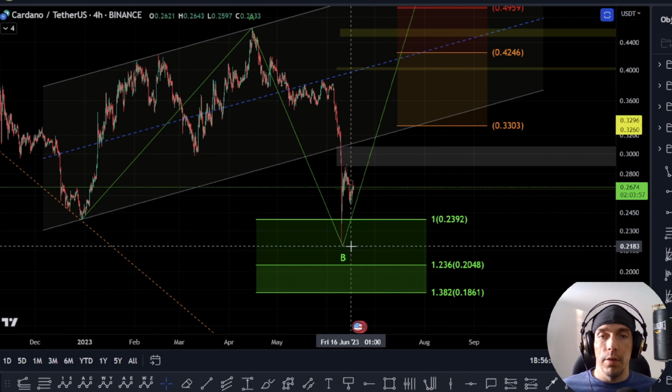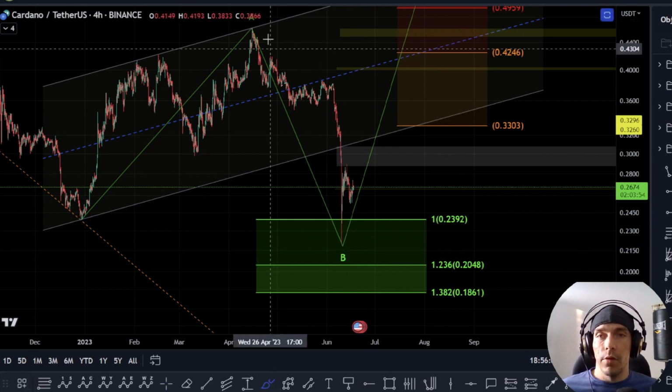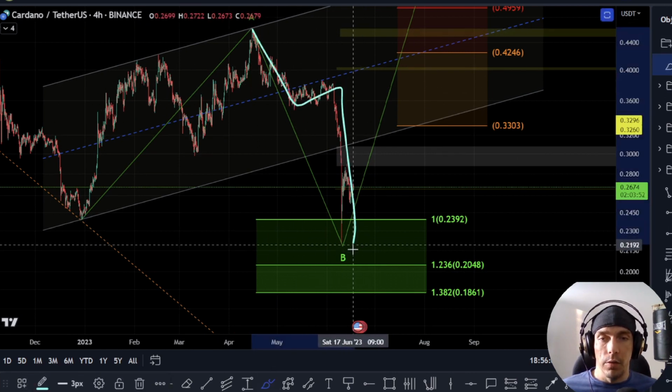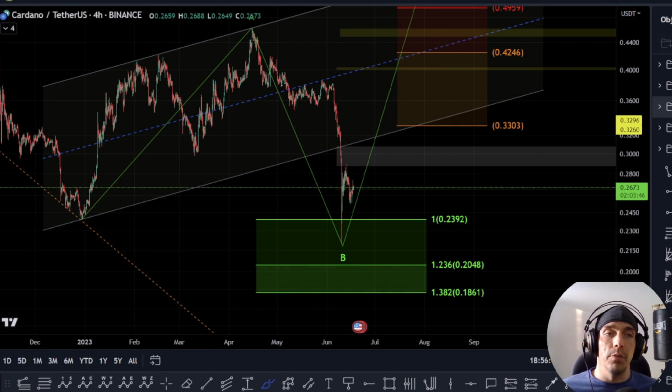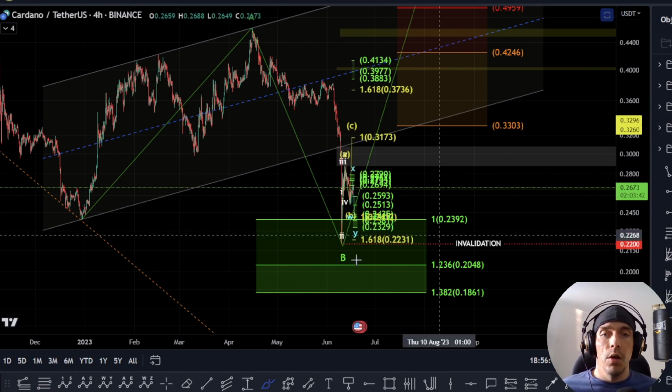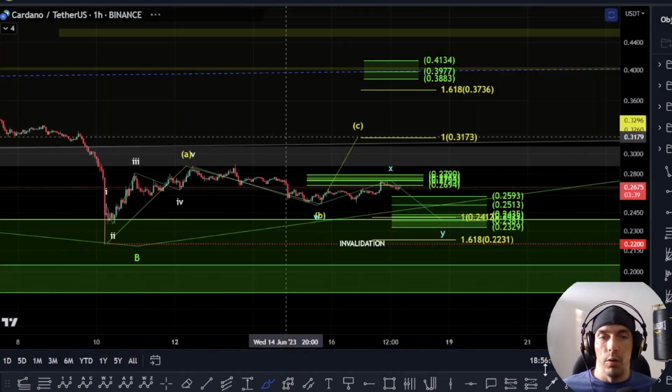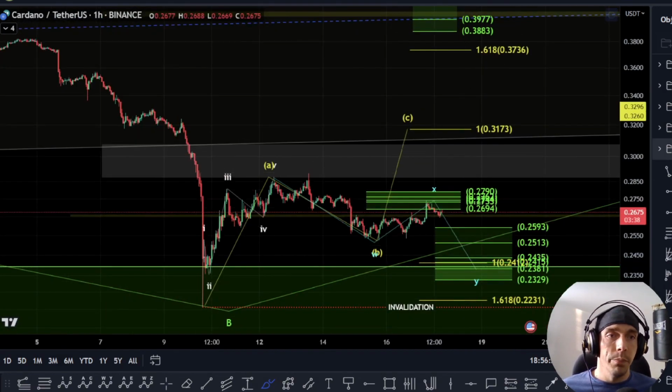Now if we are arguing this is complete, because if we are saying that this is A, this is B, and this is C to the downside, technically speaking, this is done enough to complete. And what we could be looking to do is actually reverse to the upside. Now, if we are looking at this as a reversal to the upside, what we could get is something along these lines. And we're going to come in a bit closer here.